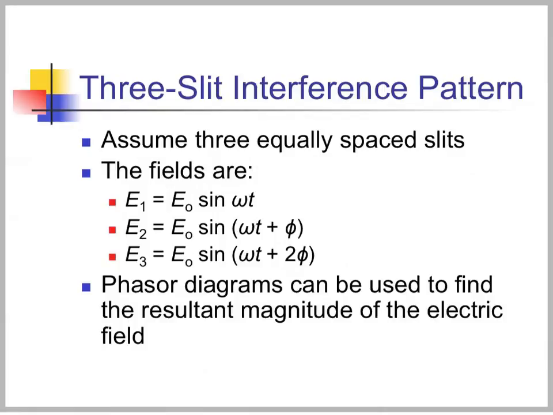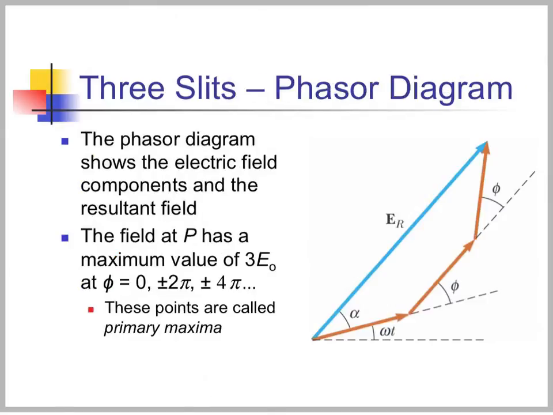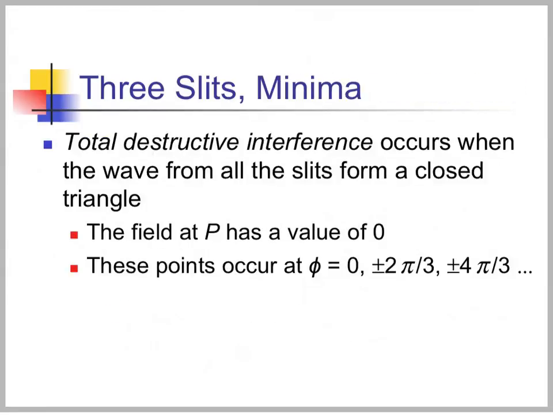We can use the phasor diagrams to find the resultant magnitude of the electric fields. So the phasor diagram shows the electric field components and the resultant field. The field at P has a maximum value of 3 E naught when phi is equal to 0, plus or minus 2 pi, or plus or minus 4 pi. Those points are called primary maxima. Total destructive interference occurs when the waves from all the slits form a closed triangle. The field at P then has a value of 0, and those are at 2/3 pi, 4/3 pi, etc.